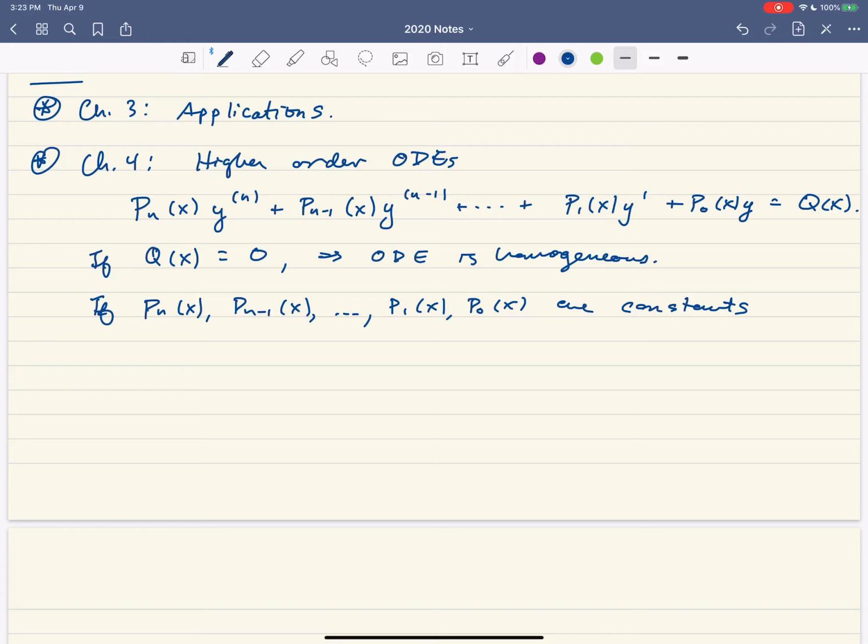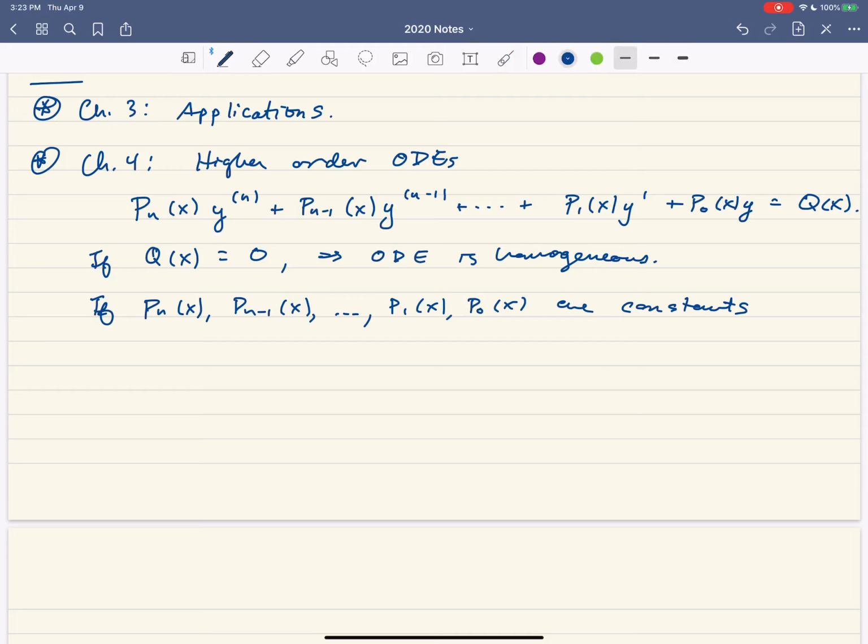So if the polynomials p sub n minus 1 and the rest are all constant, then we look for the roots of the characteristic equation and go from there. Okay, so that's what we did there. Now, if all the polynomials are constants, we have a method for that.